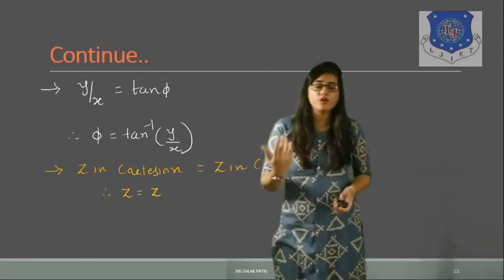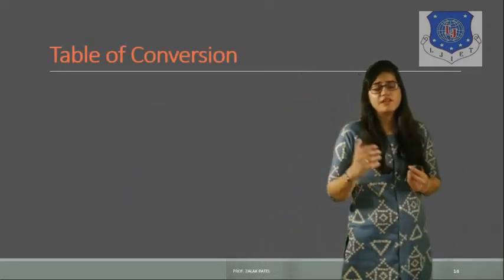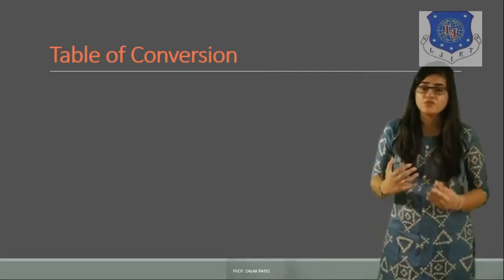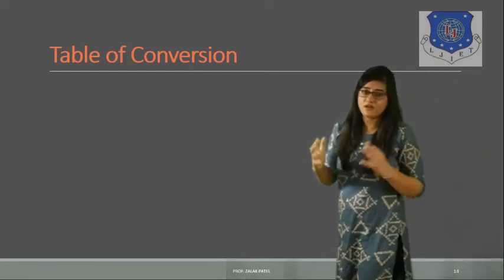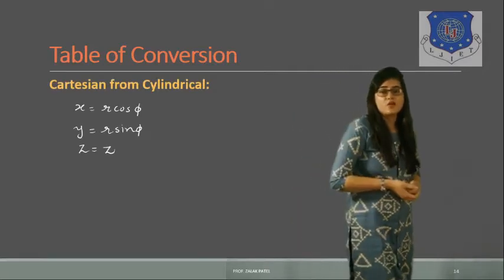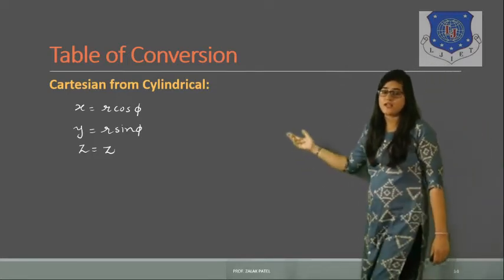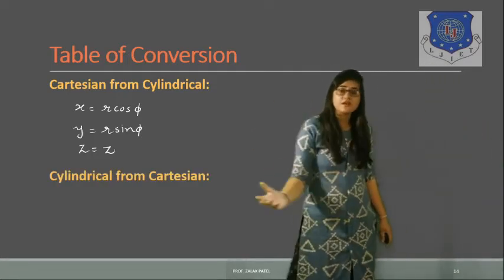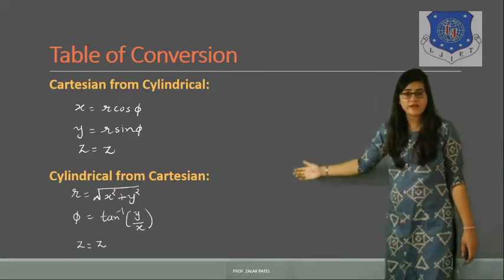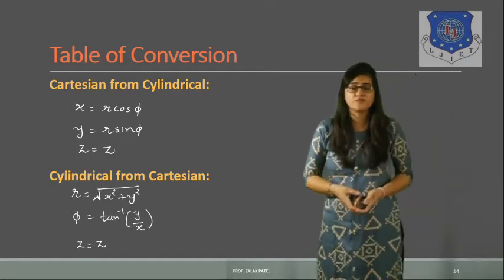Okay, so this is the cylindrical and Cartesian relation from point to point. Now if one wants the table of conversion, because this table will also be used for the transformation of vectors. For Cartesian from cylindrical, x equal to r cos phi, y equal to r sin phi, and z equal to z. If we want cylindrical from Cartesian, then it will be in reverse: r equal to root x square plus y square, phi equal to tan inverse y by x, and z equal to z.